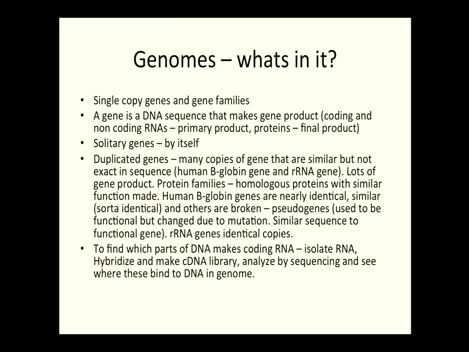Or you can have the human beta globin gene. The copies might be nearly identical, or similar, or non-functional. The non-functional genes, those are what we call pseudogenes. In terms of sequence, they're similar to their functional counterpart, but they don't produce anything anymore.